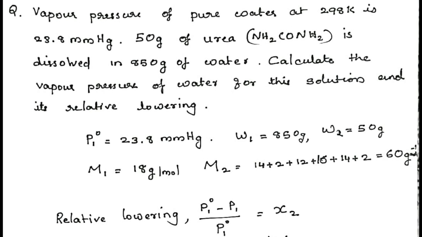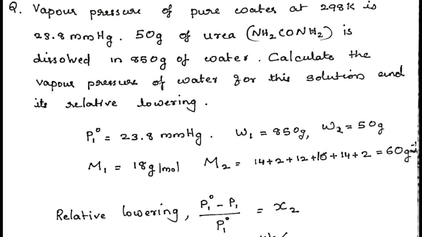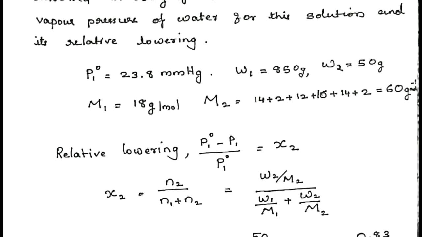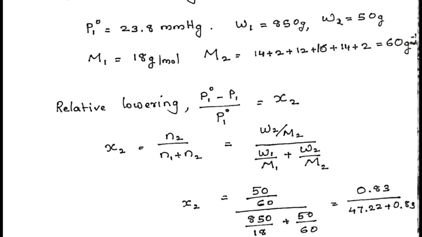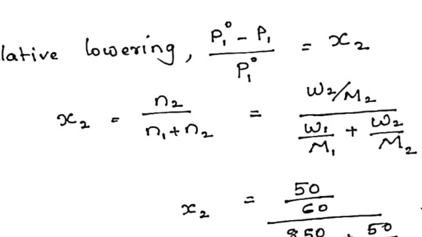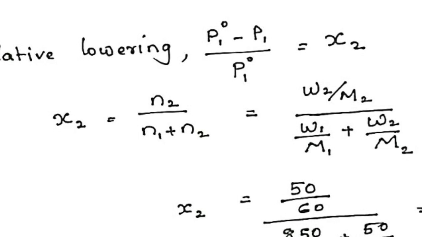Then we have to find out relative lowering of vapor pressure. Relative lowering of vapor pressure is nothing but (P1⁰ minus P1) divided by P1⁰, which is equal to X2. X2 is the mole fraction of solute, and we know that X2 is nothing but N2 divided by N1 plus N2, where N1 and N2 are the number of moles of solvent and solute. And we know that N is equal to W by M, where W is the mass taken and M is the molar mass. So N2 is equal to W2 by M2 and N1 is equal to W1 by M1.